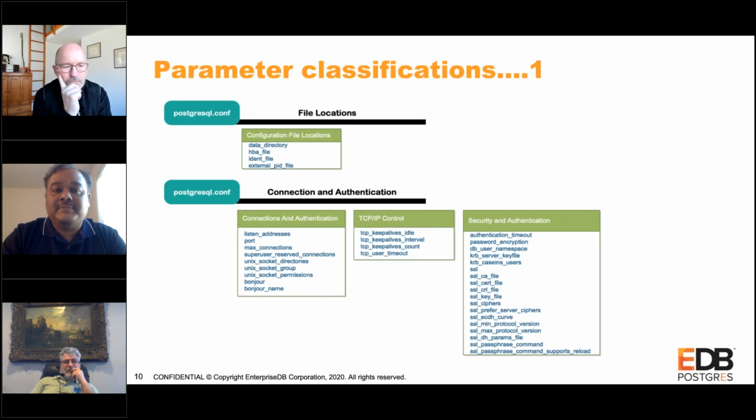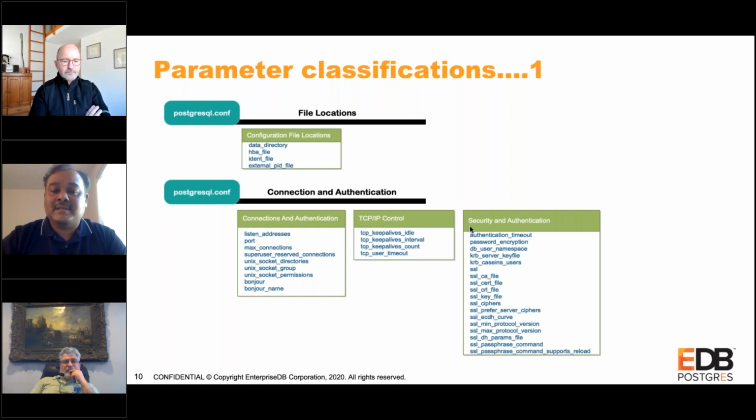Next is connection and authentication. Once a server is started, it has to listen on a TCP/IP address. The connection details are in listen_addresses, where you tell it on which IP it has to listen, and on which port, how many connections it has to allow, and how many will be reserved for superusers, like that. And next is TCP control. If you have network-related settings, those parameters you can see under the TCP control section.